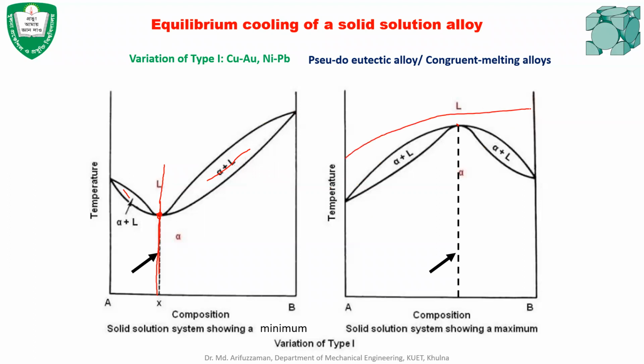So these are the deviations from the regular. If you look at the regular type 1 diagram, it will be like that, but sometimes it can also be like this. And this alloy, which has a constant melting point temperature, is called a pseudo eutectic alloy or congruent melting alloy. So this is kind of a compound formed in this region.